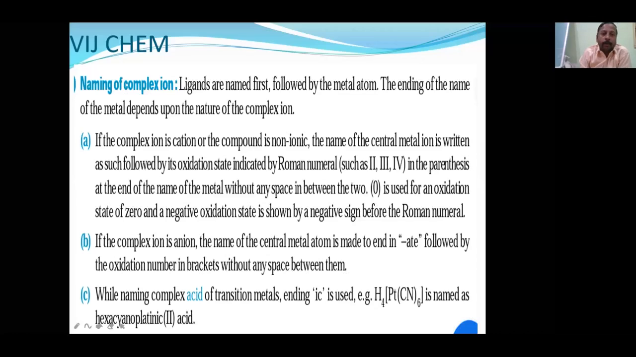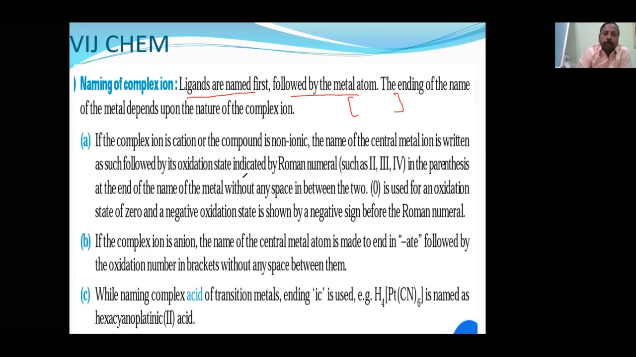Next, naming of complex ions. In a complex ion, ligands are named first, followed by the metal atom. Inside the square bracket, you write the metal atom, then ligands, but in the name the ligands must come first, then the metal atom. We will come to know that; we are going to do sufficient practice.